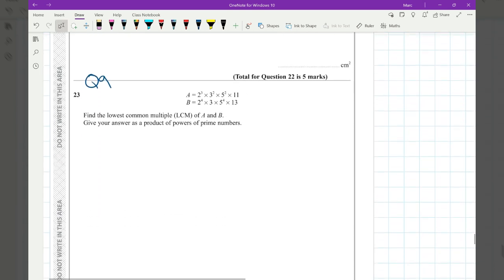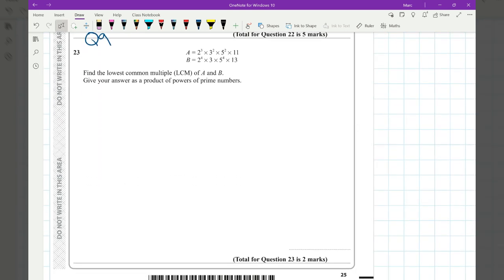Okay, question 23, question 9 on the higher. Find the lowest common multiple of A and B. Now, again, this is a question that I recognise from the mocks that my Year 11s did. So if you struggled with this one, just listen carefully. The lowest common multiple of A and B. Give your answer as a product of powers of prime numbers.